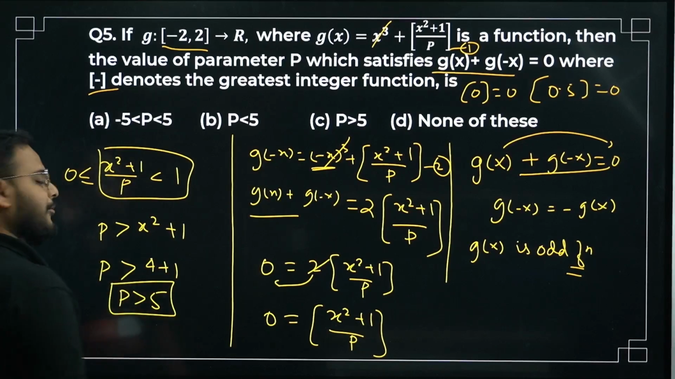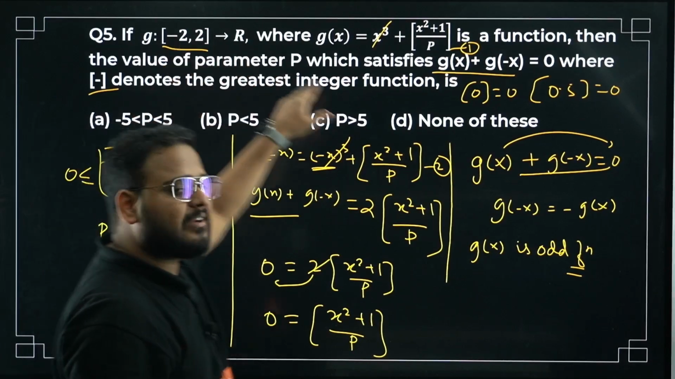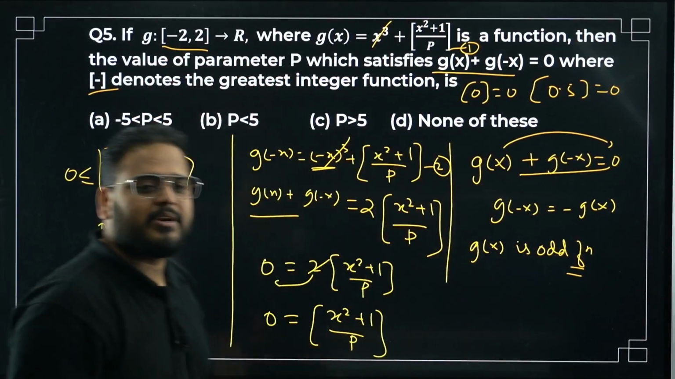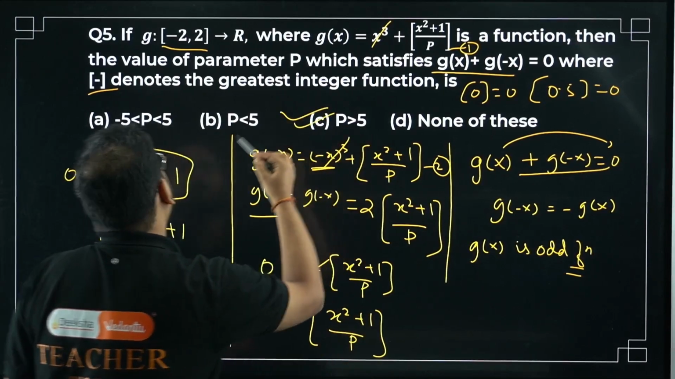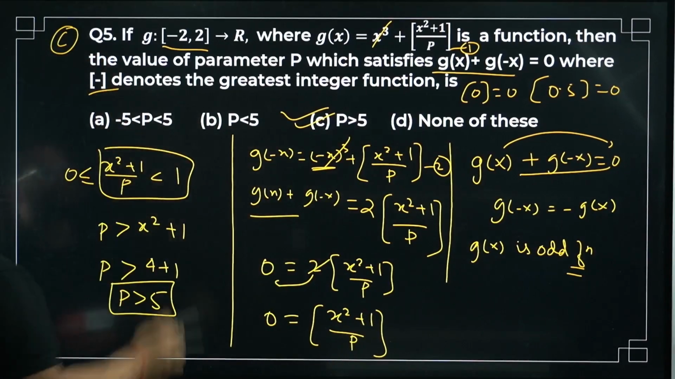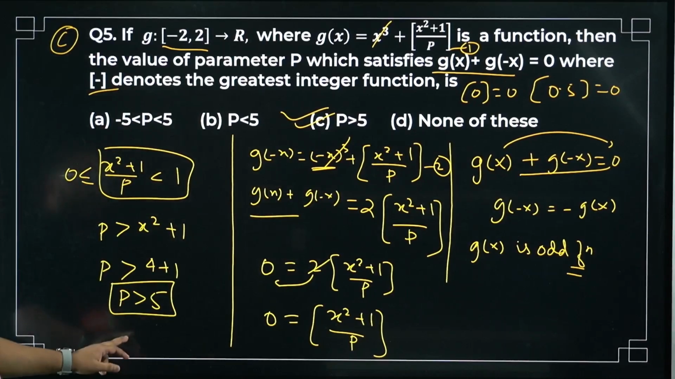P greater than 5, sir. Even if you take any extreme value, negative 2 or plus 2, it will become p greater than 5, which is your option number C. Option number C. Question number 5 is done. Please check. Okay, good question.